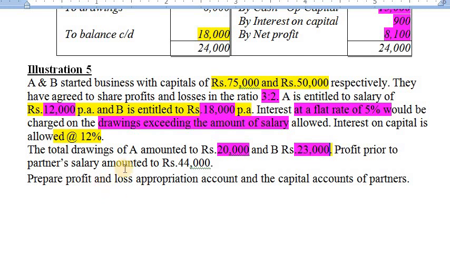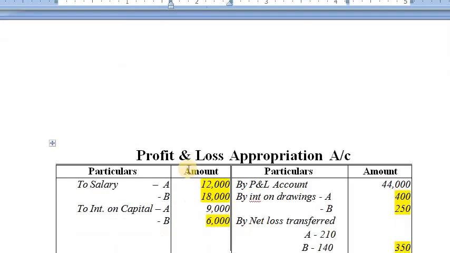Okay. Profit prior to salary. This is more important. This is the first information. You have to look for the profit. That is your starting point, always. Profit prior to partner salary amounted to rupees 44,000. This is your starting point. By P&L account, net profit 44,000. Now easy things.